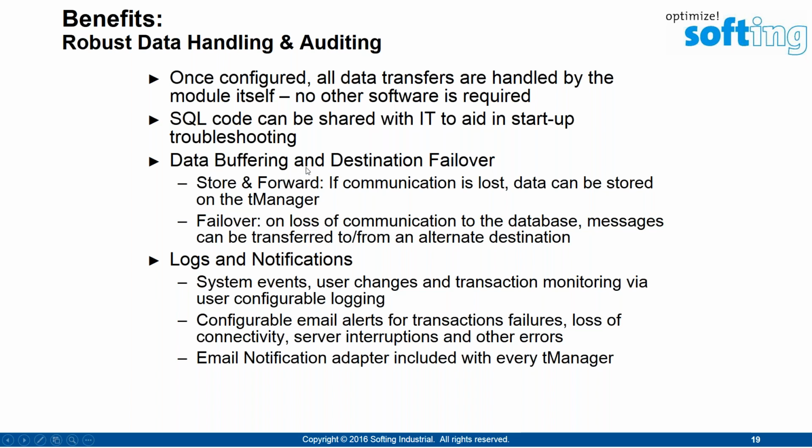Also, you have data buffering and destination failover. Data buffering is also called store and forward. If communication to the database is lost, data can be stored on the tManager, and then it is pushed to the database once communication is restored. You can also set up destination failover if you have an alternate or secondary database in case you lose connection to the primary database.